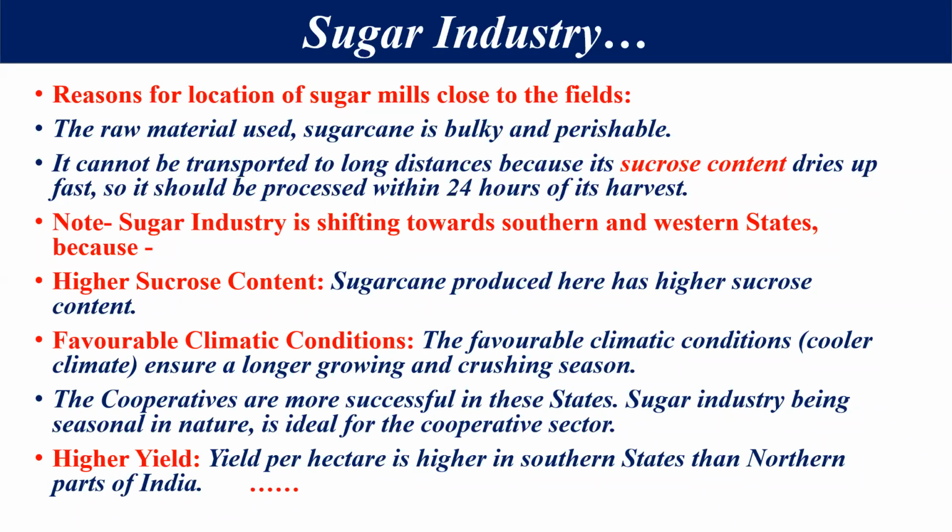Whatever sugarcane is produced in the southern part has higher sucrose content than the sugarcane produced in the northern part. मीन्स इसके अंदर रस का अमाउंट ज्यादा होता है, ये सबसे इंपॉर्टेंट बात है. Second thing is favorable climatic condition, and this favorable climatic condition ensures a long crushing season.